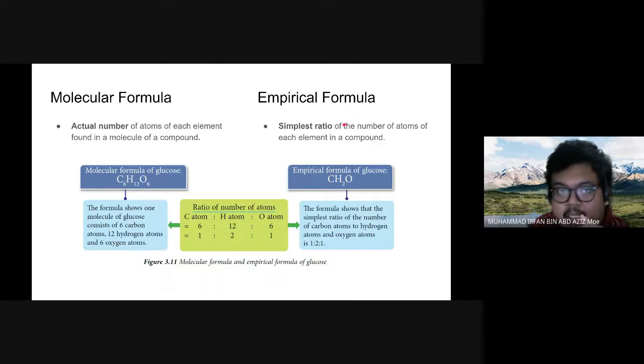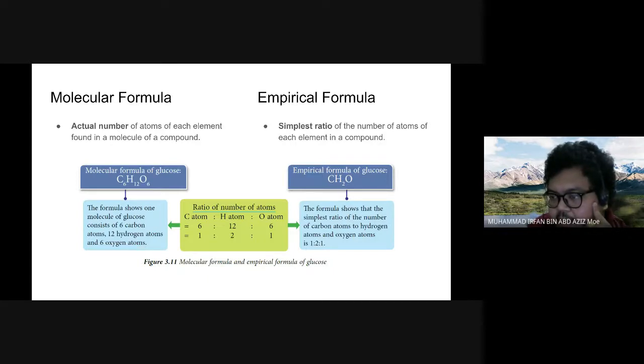So, what is the empirical formula of glucose? The empirical formula of glucose adalah CH2O. Okay, this is empirical formula of glucose, but it is not the actual formula. Okay, the actual formula yang ni, C6H12O6. Okay, faham tak? Apakah difference between molecular formula and empirical formula?